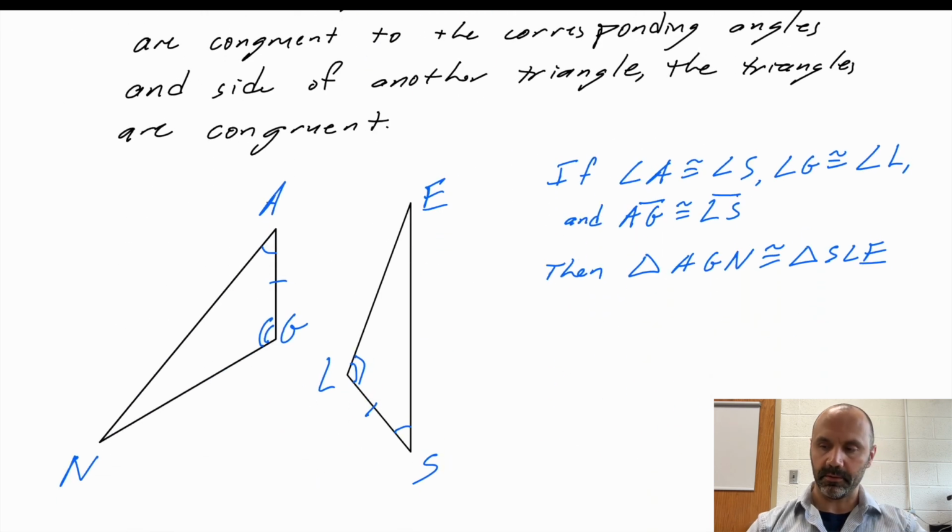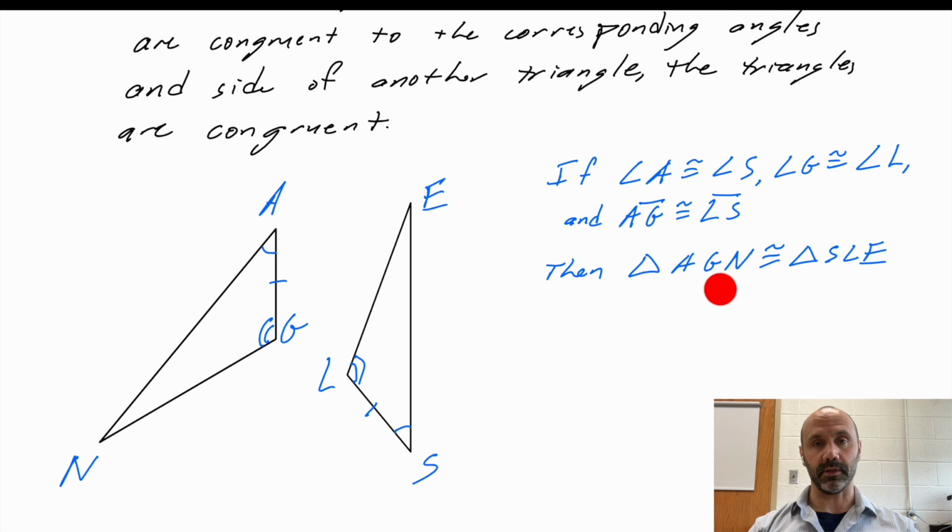So here's an example diagram. Angle G and angle L are congruent, and angle A and angle S are congruent. And now look at the side. It's the included side between the two angles. You could say that this side is a side of both angles. So if we have that type of situation, then we know that these two triangles are congruent.